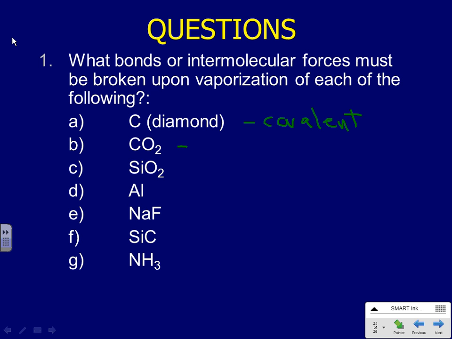It's not dipole forces, because that's the actual shape. It's linear, which means it looks like this. So what forces hold adjacent carbon dioxide molecules together in the solid? Yeah, London forces. It's non-polar. Non-polar molecule, therefore London.